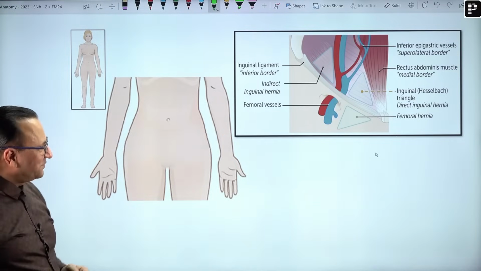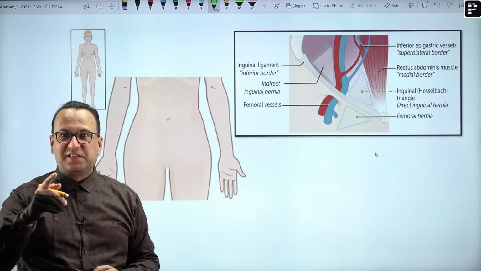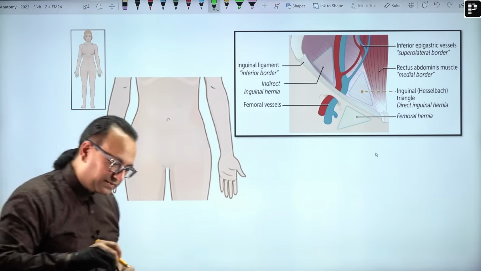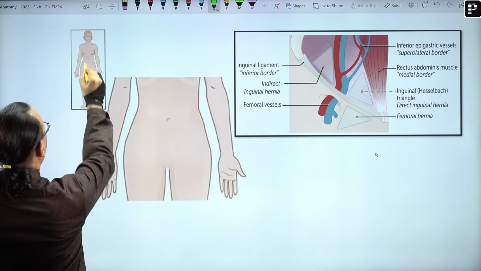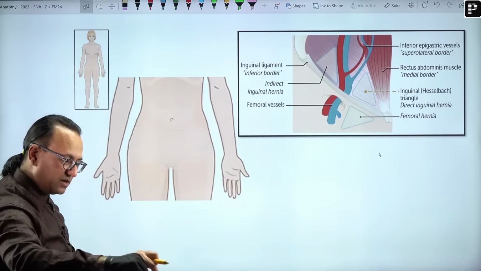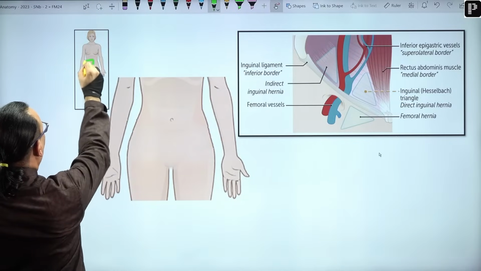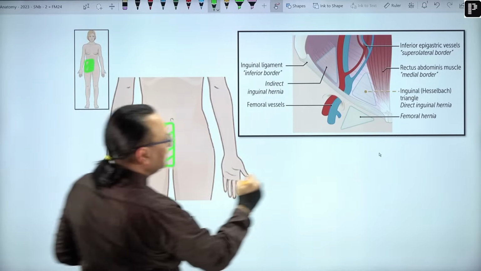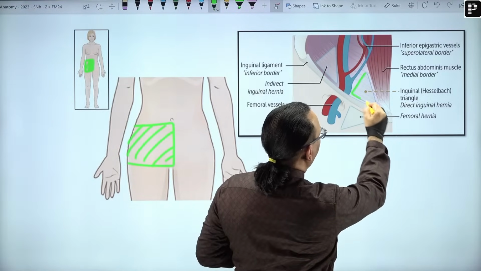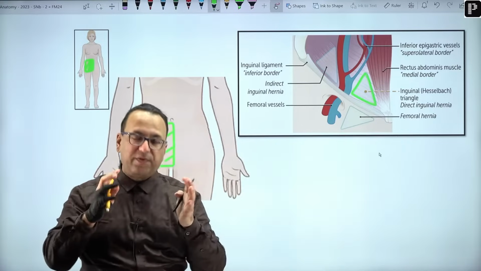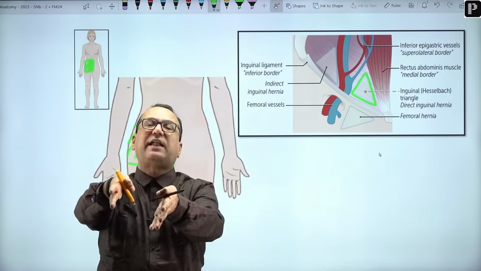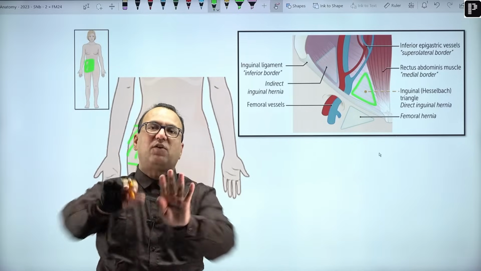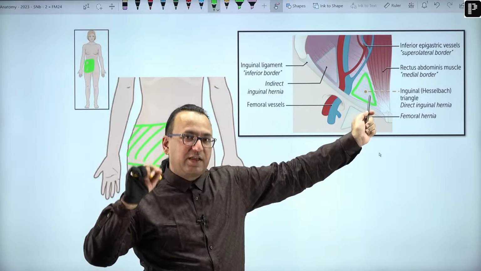Hasselbach's triangle and hernia. Do you understand what is the importance? First of all, we are continuing with this right-sided inguinal region front view. Hasselbach's triangle is the one from where the urinary bladder was trying to come out, direct inguinal hernia. That urinary bladder was trying to come out through Hasselbach's triangle only. That is the region where direct inguinal hernia comes out.